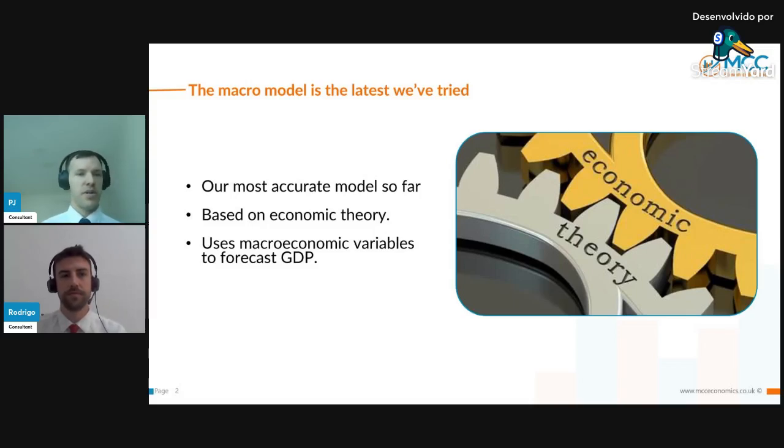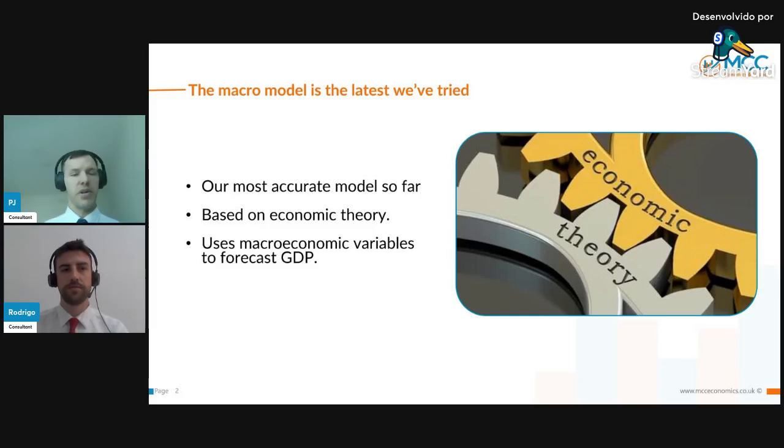Last week we talked about another model called ARIMA, and we talked about the fact that that was atheoretical, and it was simply based on its own data series, its own time series, rather than other variables. By contrast, the macro model that we're discussing today is based on multiple variables that should, in economic theory, help us to forecast and predict GDP.